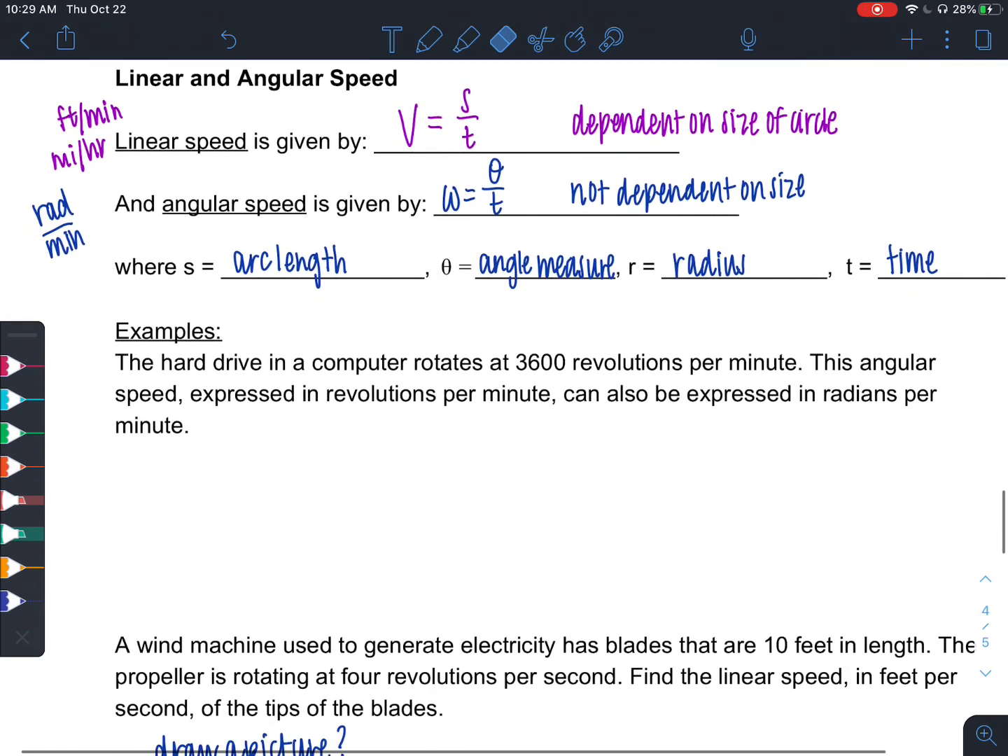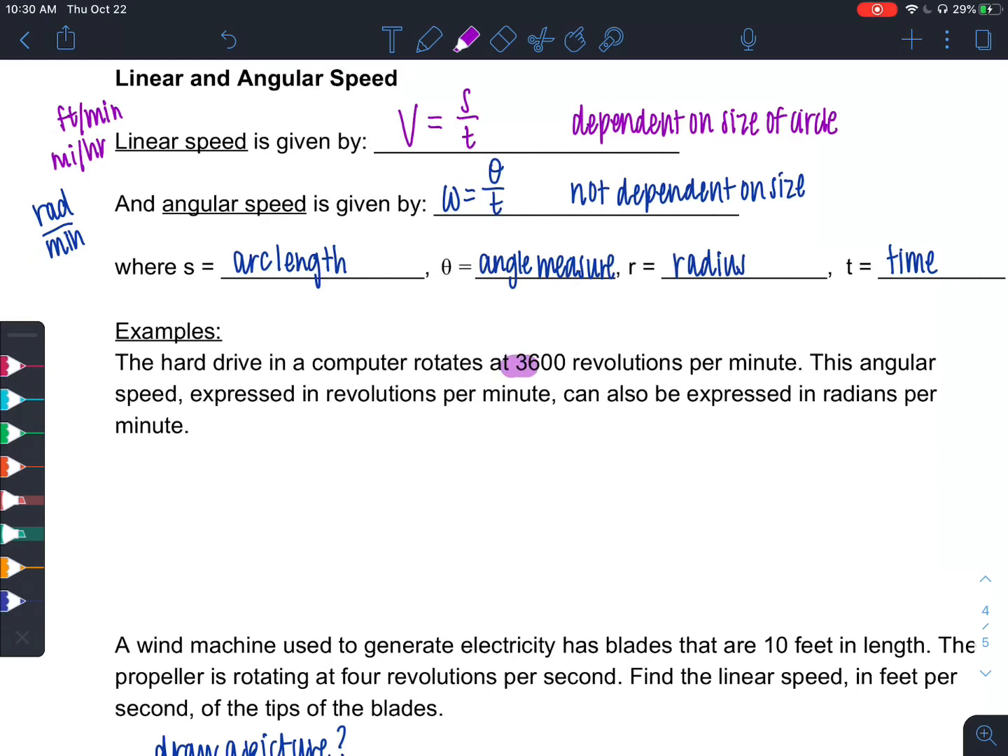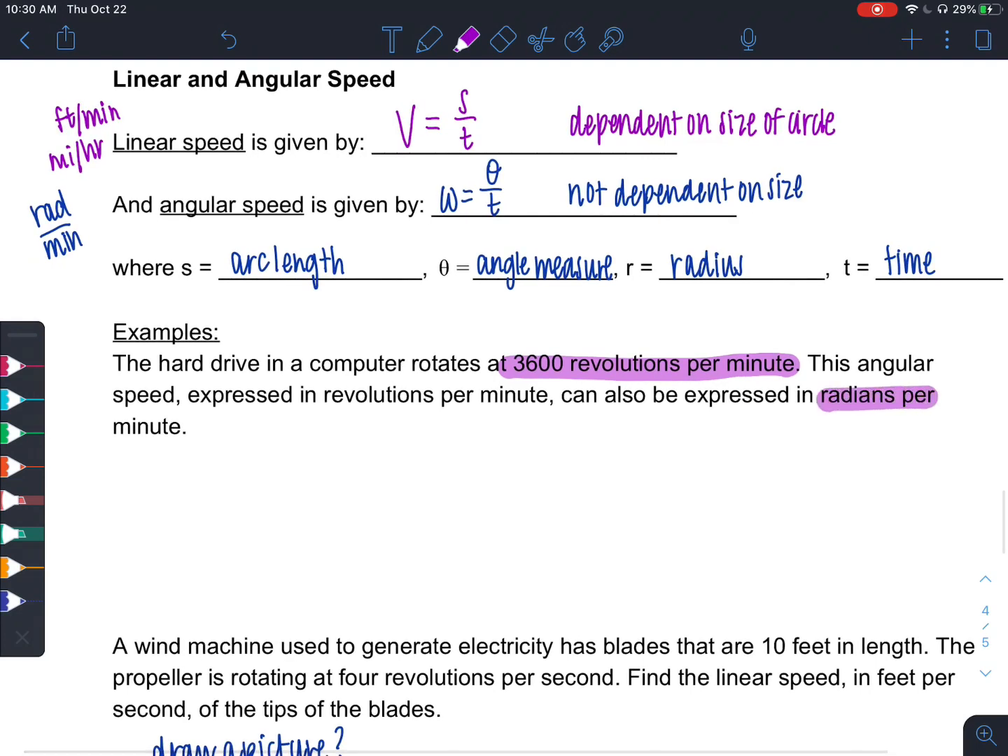Okay, so let's jump into some examples. It says the hard drive in a computer rotates at 3,600 revolutions per minute. This angular speed expressed in revolutions per minute can also be expressed in radians per minute. So I'm going to highlight the important information as we should when we do a word problem. So I've got 3,600 revolutions per minute. It tells you its angular speed, but we want to put it into radians per minute.